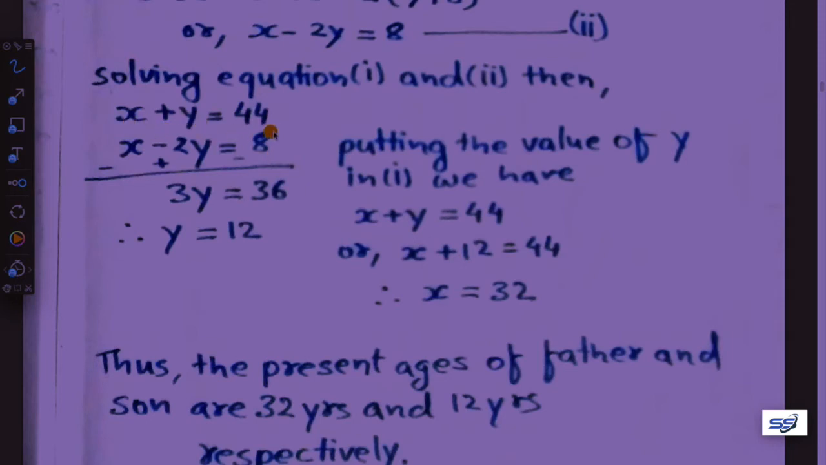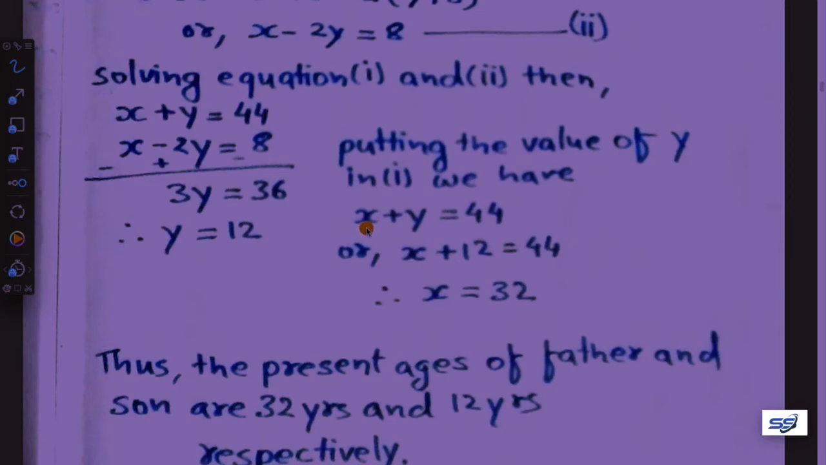On solving both equations, we get 3y equals 36. Now, 36 divided by 3 is 12. Therefore, y equals 12. If we put the value of y in equation 1 or 2, we will get the value of x.